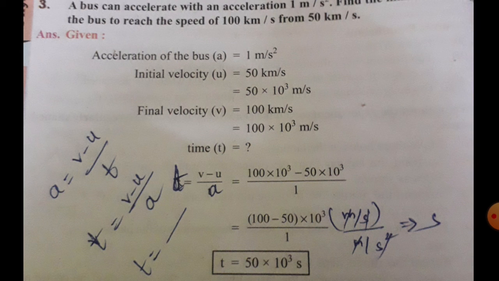As the unit of time, seconds. That's very important, children, so you write the seconds. It's very, very important. This is a 5-mark problem, children. You explain the formula also. Write the formulas on the left side, then substitute the values. Finally you get the answer: time T is equal to 50 into 10 power 3 seconds. Is this clear, children?